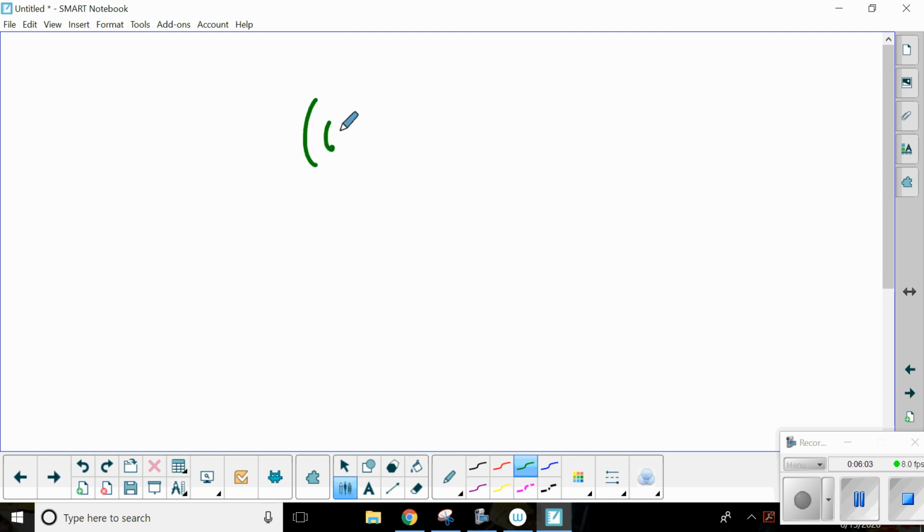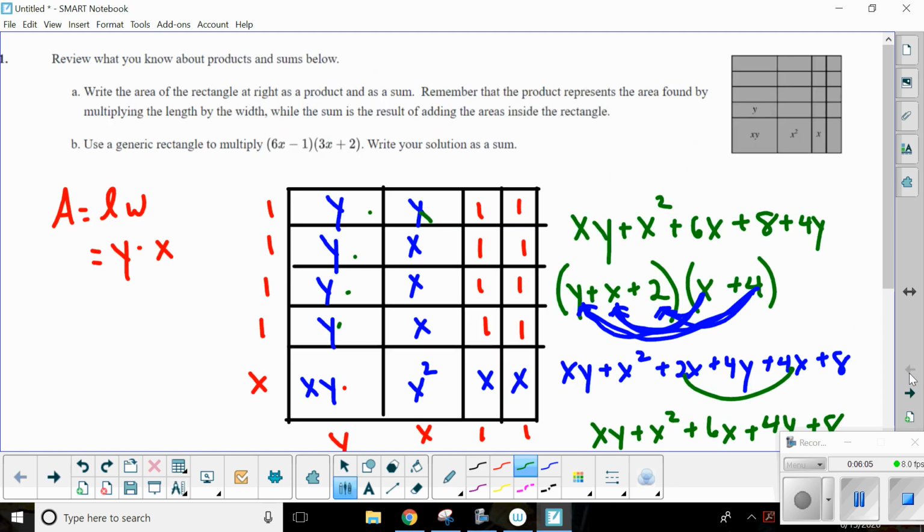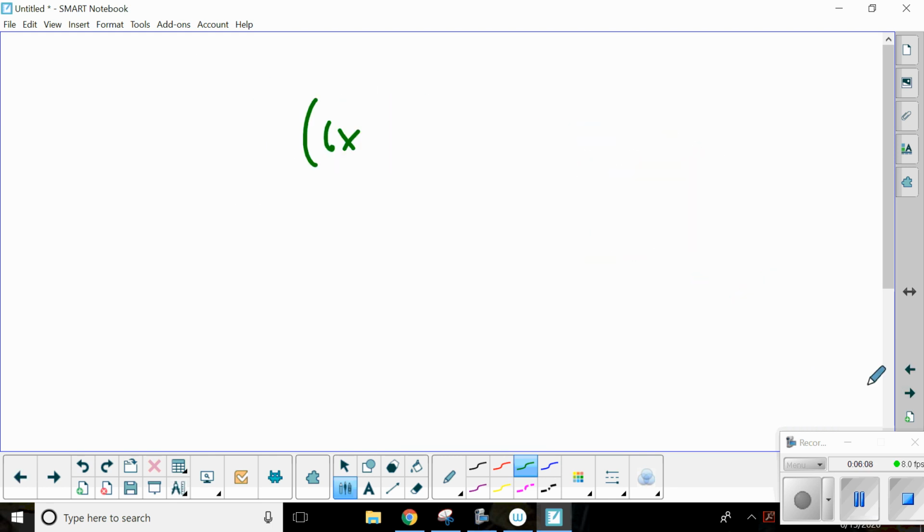You've got the 6x, make sure I got the right problem here, 6x minus 1, and then 3x plus 2. This time they're asking you to work a little bit backwards in order to use the product to come up with the sum of the rectangle using what they call that generic rectangle. I'm going to show you the Common Core generic rectangle way, and then I'm going to show you the traditional way that I learned a long time ago called FOIL. I don't know if your teacher talks about FOIL, and I don't know if they're allowed to talk about FOIL anymore in math class, but I'll show you. It's a shortcut.